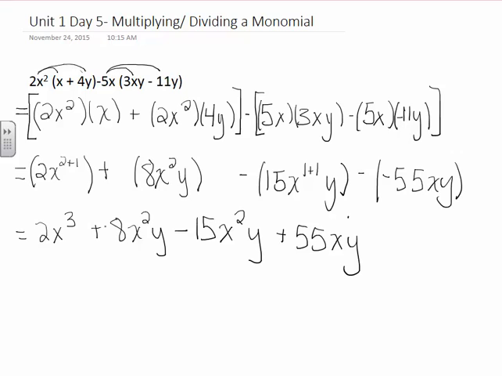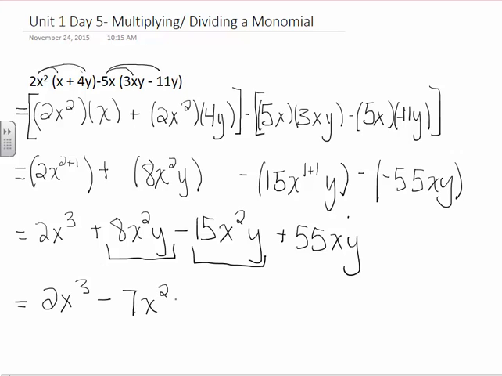Our final step is to see if we can simplify this last statement any further. And as you can see here, we have two terms that have the exact same variables. They both have x squareds and a y, so we can combine those two. So we have 2x cubed minus 7x squared y plus 55xy. And that is our final simplified answer because, again, all of these now have different variables associated with them, so we cannot combine any further.